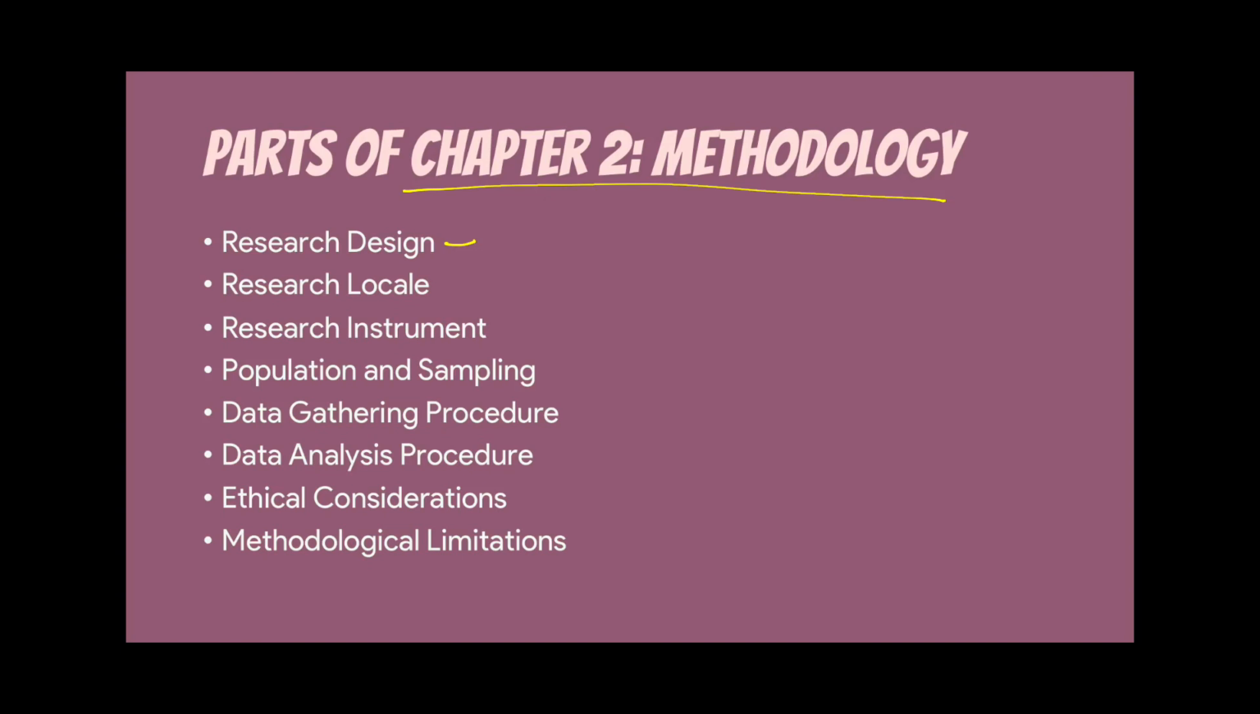And then the next one is research locale. This basically tells us where you're going to do the study, and of course justifying why you're choosing this as the locale for your study. The third one is the research instrument, which is the description of the instruments that you're going to use in the study. Very important here is that you say that for this variable, this is the instrument that I use. For this variable, this is the instrument that I use. So you already tell them about the instruments that you will use per variable.